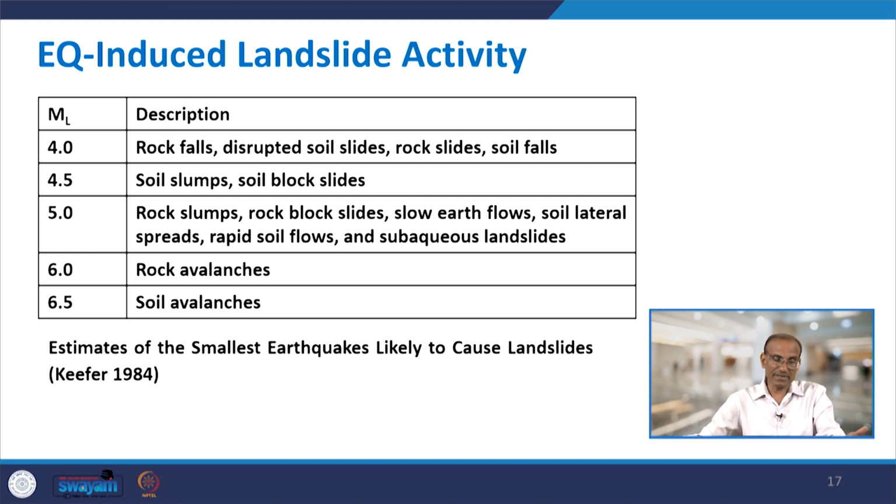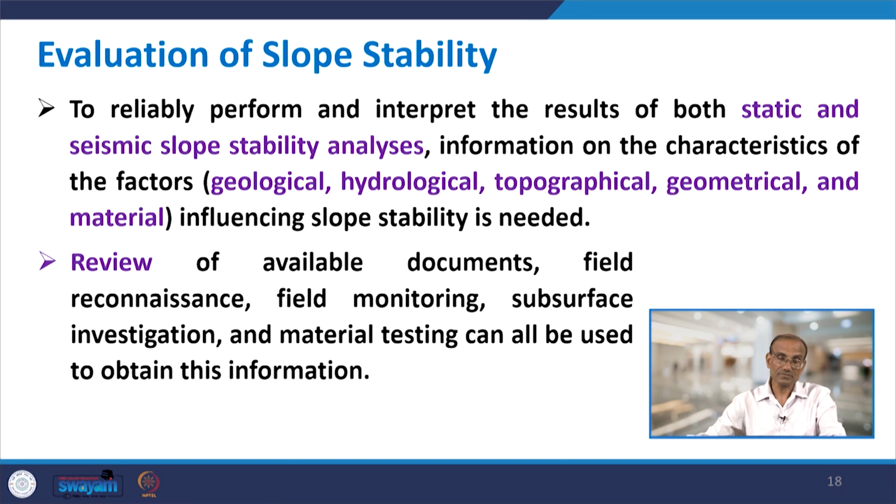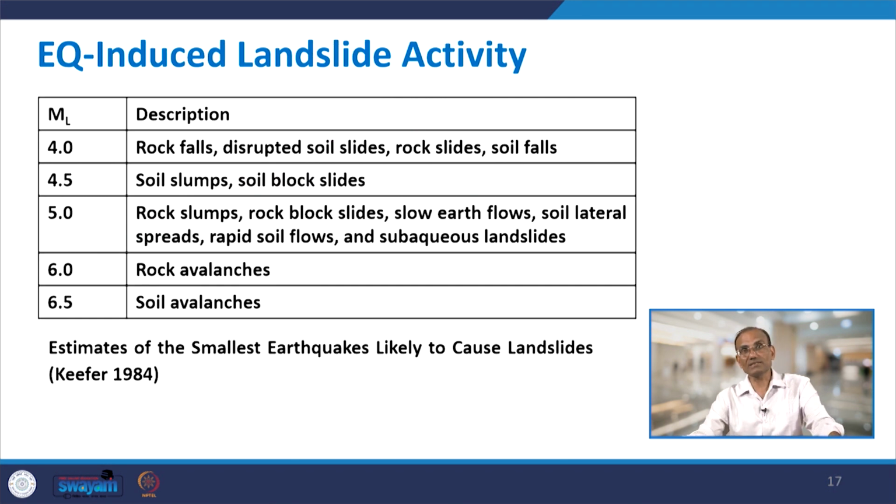Similarly, if you have magnitude 5, there could be rock slumps and rock block slides. If you have 6, then it could be rock avalanches. If the magnitude is 6.5 or above, soil avalanches may be generated. So this is the estimate of the smallest earthquake likely to cause landslides. This table lists the smallest magnitude of earthquake, and the source is the same Keefer 1984. So this was all about the landslides.